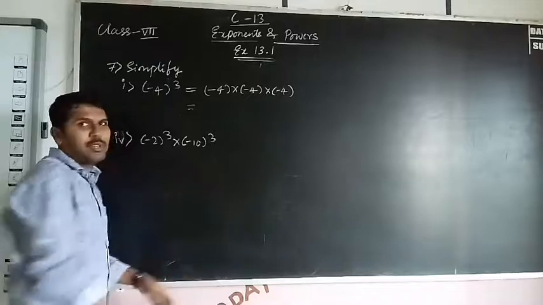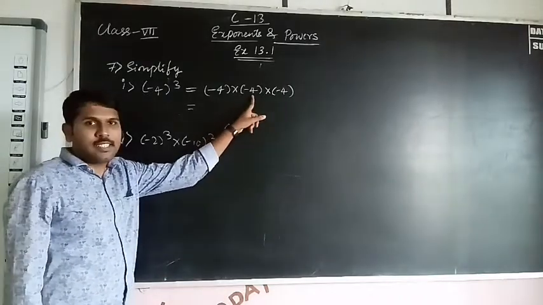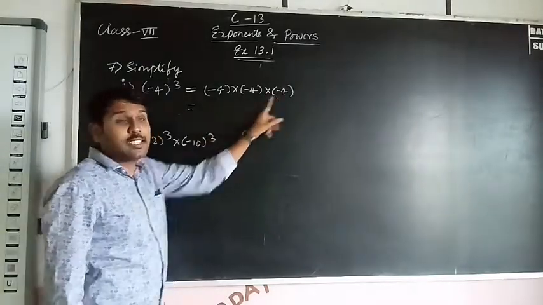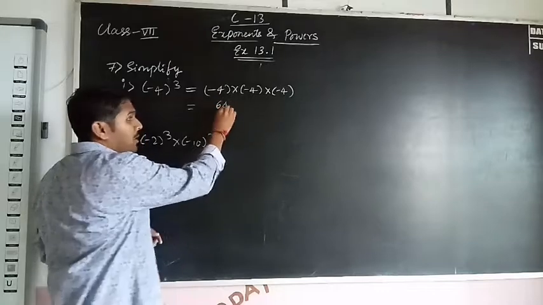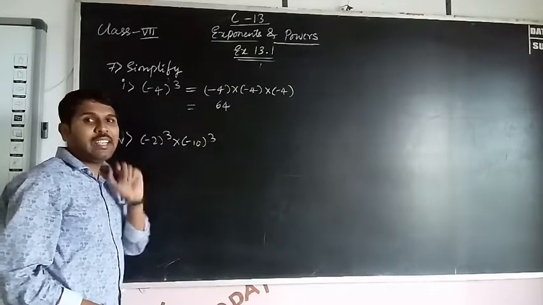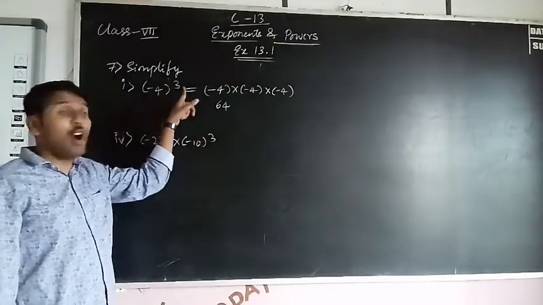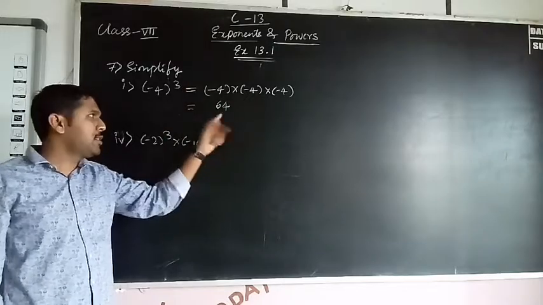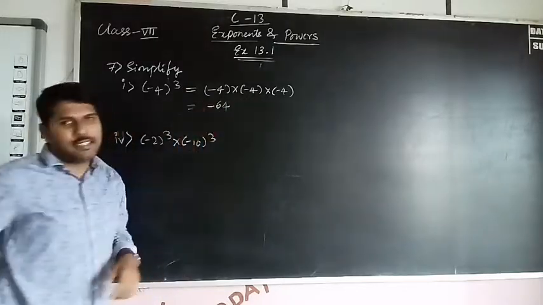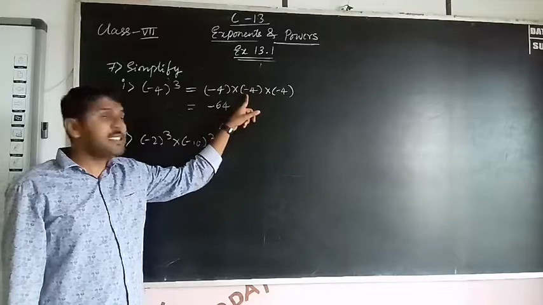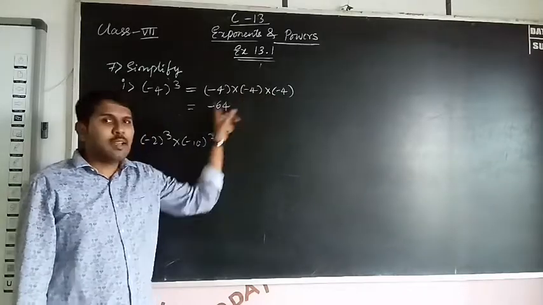Okay, so now solve this one. 4 4s are 16, 16 4s are 64. So resulting sign will be minus. Why? Because minus raised to odd number is minus only. So answer will be minus. Why? Because minus into minus is plus, plus into minus is minus, no.